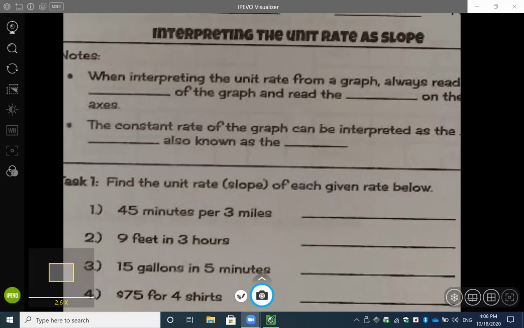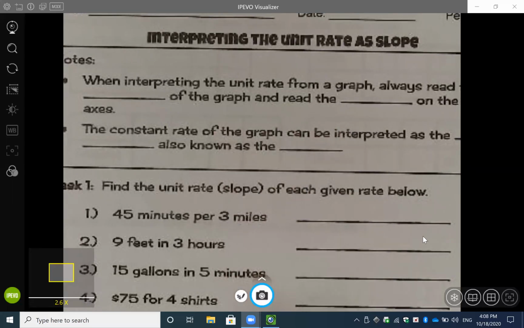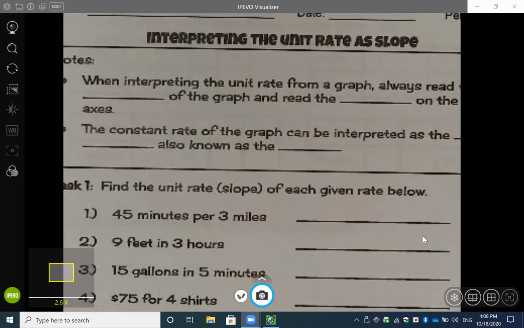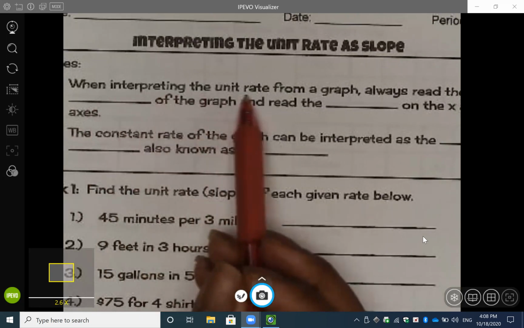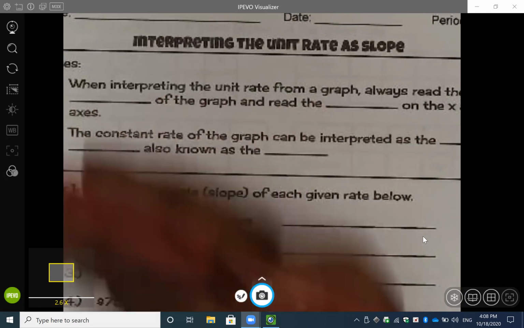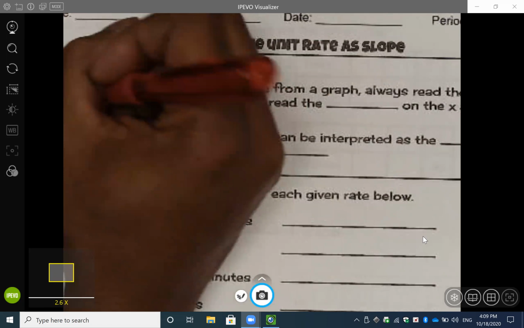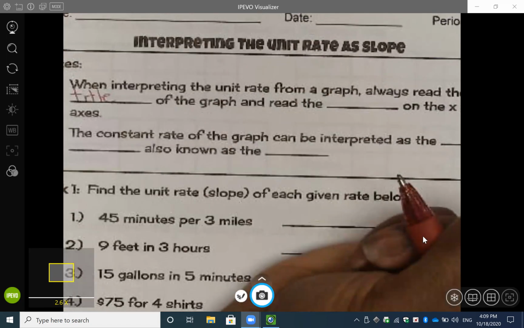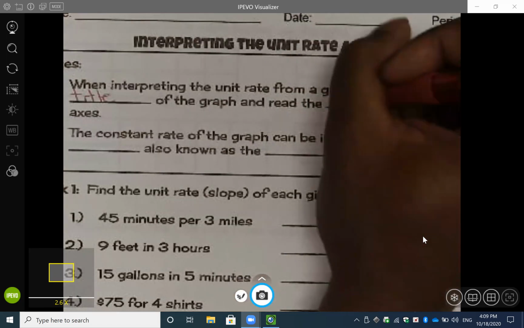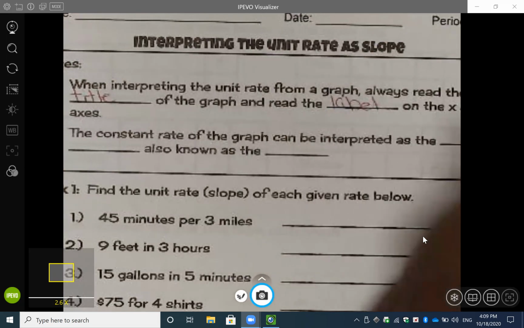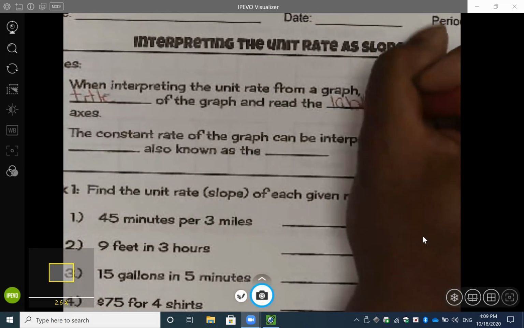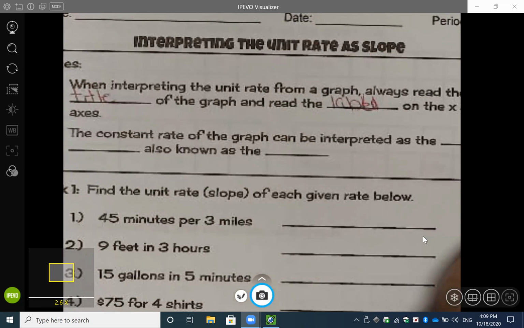Hi guys, today we are interpreting the unit rate as slope. So for the first portion, for the notes, it says when interpreting the unit rate from a graph, always read the title of the graph and read the labels on the X and Y axis.